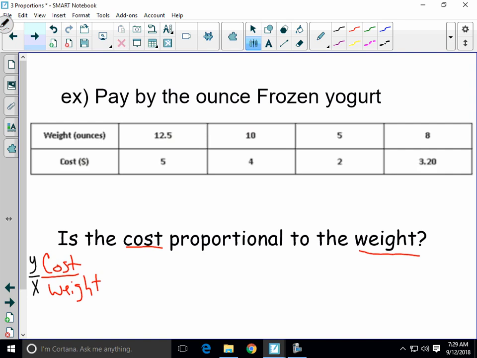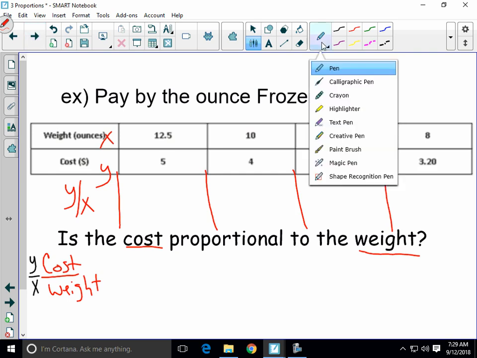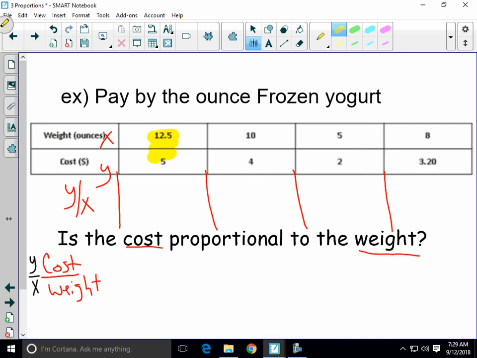So in our table, the cost is going to be the y values, the weight is going to be the x values. All right, so to tell if this is a proportion, we're going to make another column on this table. Underneath it, we're going to do the y values divided by the x values, and we're going to write down what we get each time. So for these first two values, you have to type in the y value first. You're going to do 5 divided by 12.5. You have to make sure you're doing that in the right order.